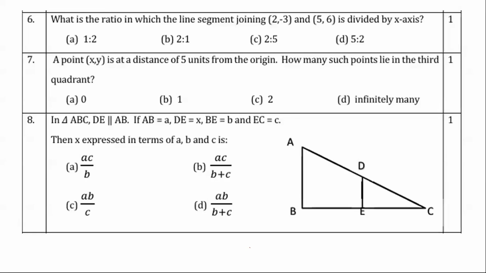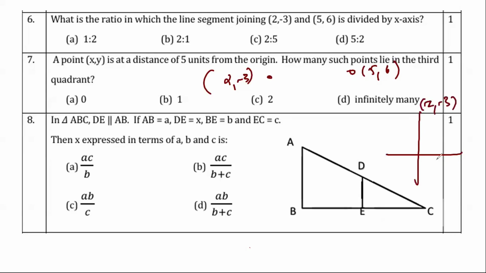What is the ratio in which the line segment joining (2, -3) and (5, 6) is divided by the x-axis? Please remember, whenever a line is made like this, okay, this is the line, it is divided by the x-axis, and you know that the x-axis is a horizontal line. So it means this is the dividing line. So it means this is dividing this one.